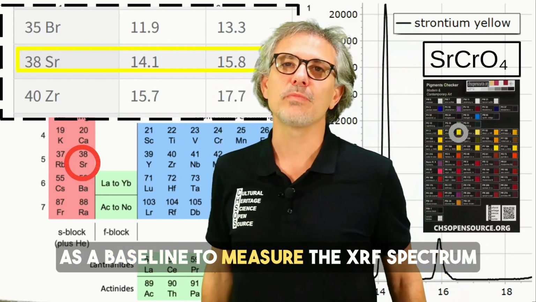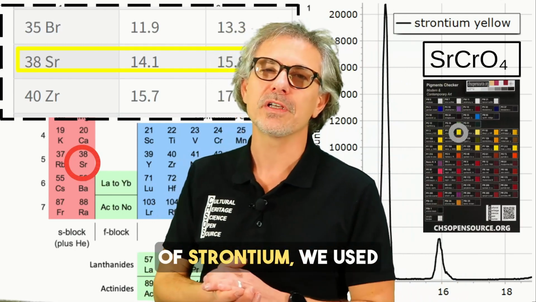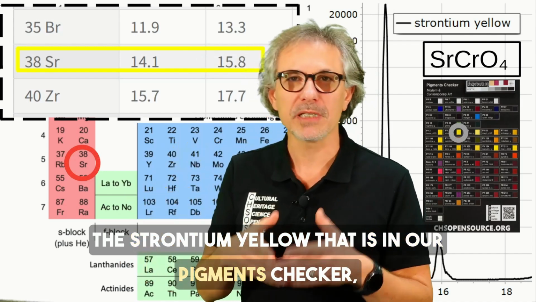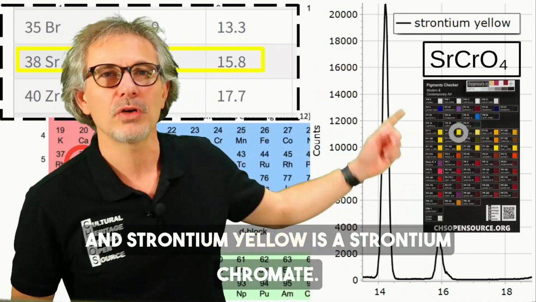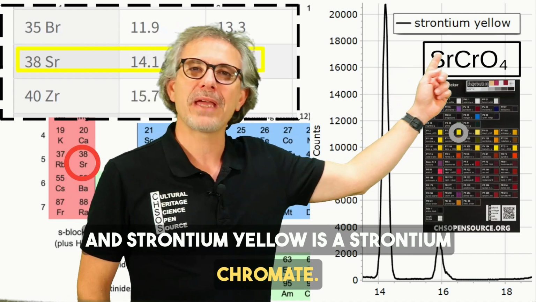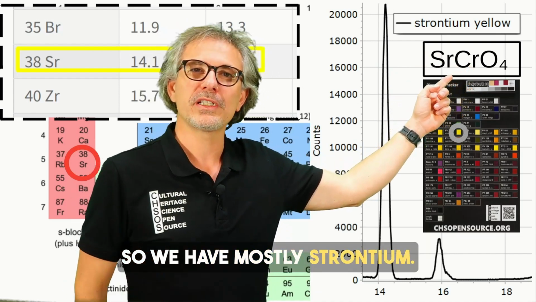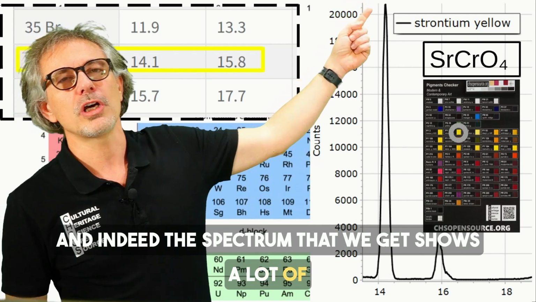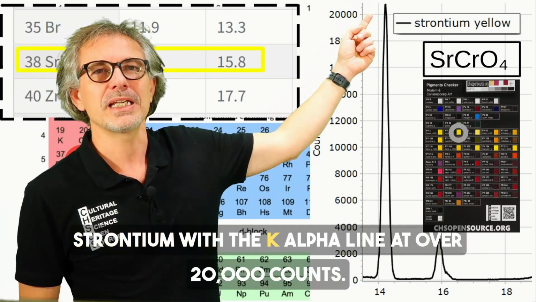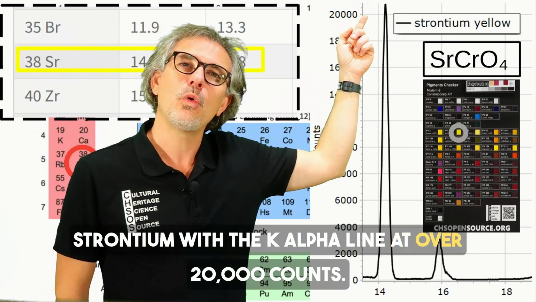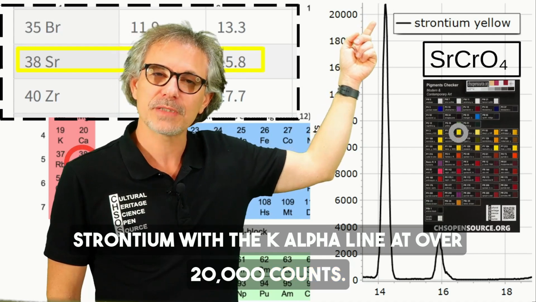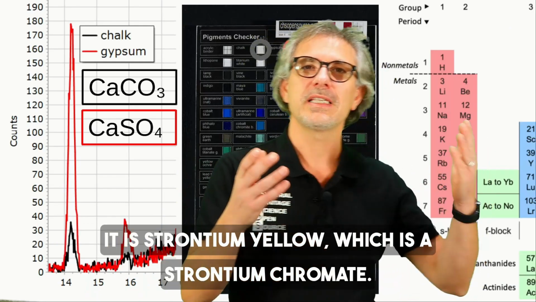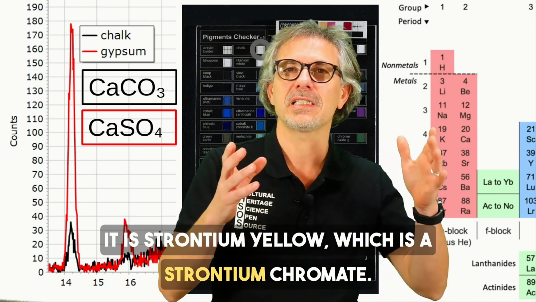As a baseline to measure the XRF spectrum of strontium, we used the strontium yellow that is in our pigment checker, and the strontium yellow is a strontium chromate. So we have mostly strontium, and indeed the spectrum that we get shows a lot of strontium, with the K alpha line at over 20,000 counts. Strontium is present in just one pigment. We saw it is strontium yellow, which is a strontium chromate.